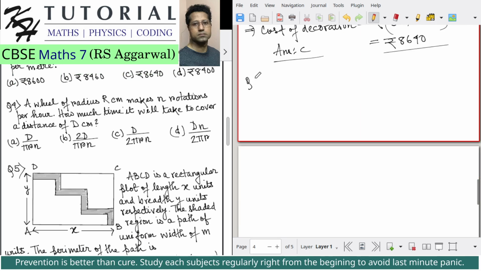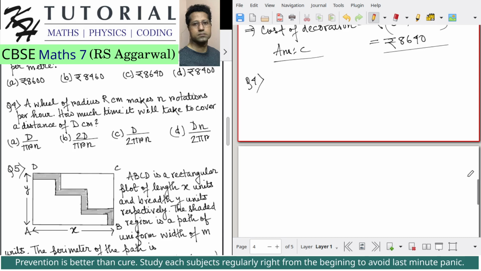Question number 4. A wheel of radius r centimeter makes n rotations per hour. How much time will it take to cover a distance of d centimeter?